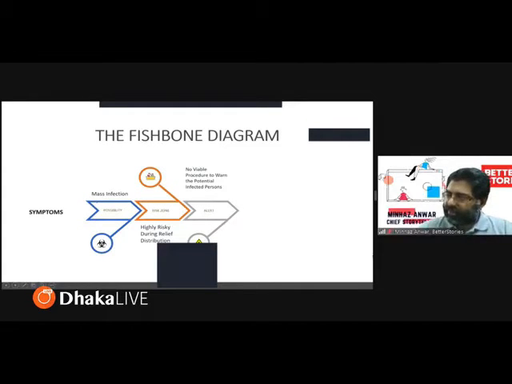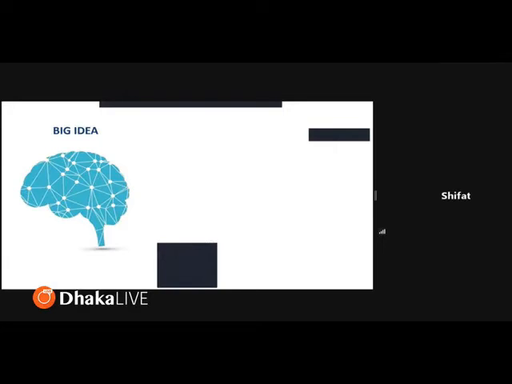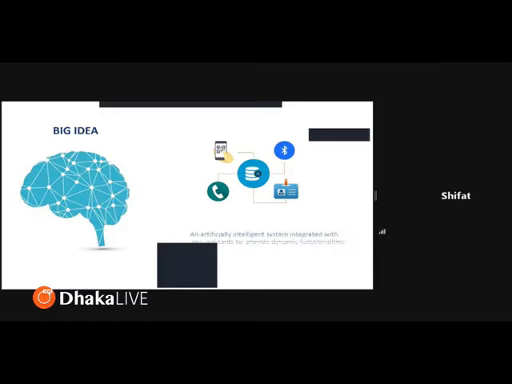So during the coronavirus crisis, we can see mass infection, highly risky relief distribution programs, and no viable solution, which leads us to the core problem, untraceable human interaction. So our big idea is to create an artificial intelligence system integrated with viable channels so that we can provide dynamic functionalities for contact tracing.